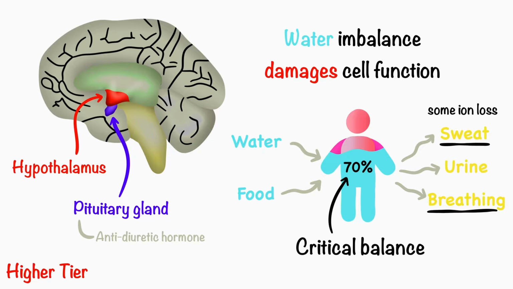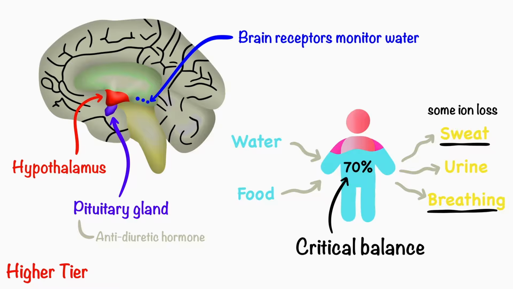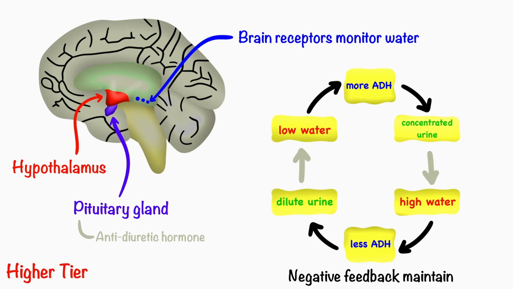A specific hormone known as antidiuretic hormone regulates how concentrated our urine becomes. The pituitary gland, located at the base of the brain, secretes this hormone into the circulatory system. Special receptors in the brain continuously measure blood water levels, sending signals to the pituitary to adjust ADH secretion as needed. The whole process of water content regulation is controlled by negative feedback.